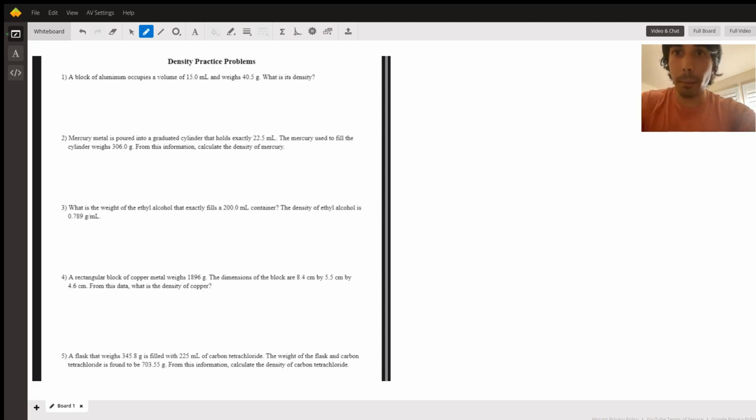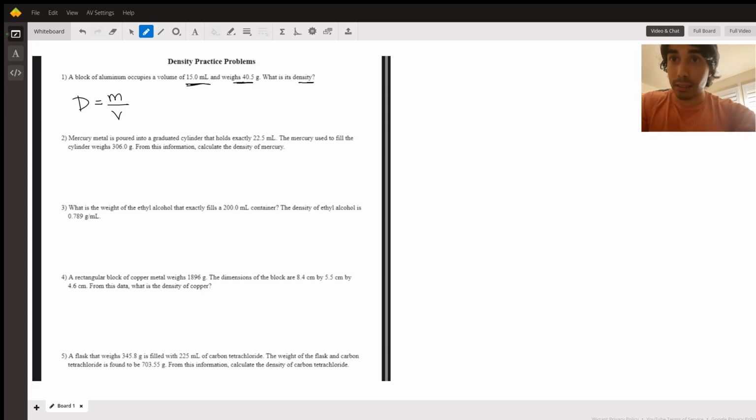All right, let's go. This first one here, we've got a block of aluminum. It occupies a volume of 15 milliliters and it weighs 40.5 grams. What's the density? So if you watched the notes one, which you should have by now, we've got the formula: density equals mass over volume. This one is a lot easier than what we saw in the notes. Just straight up plug it in.